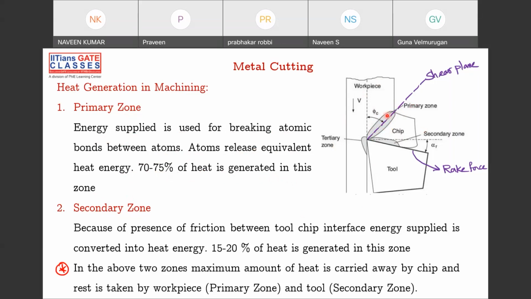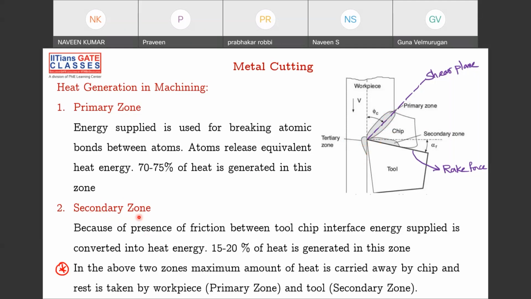This will be a question in GATE, and in HR also. Sometimes they'll ask what this zone is, the primary zone. Or where, among 1, 2, 3, 4, more heat is generated. You should select the right one. The options will be 1, 2, 3, 4 or A, B, C, D, right?